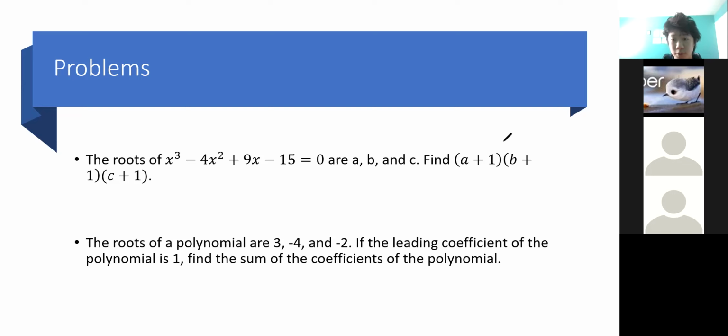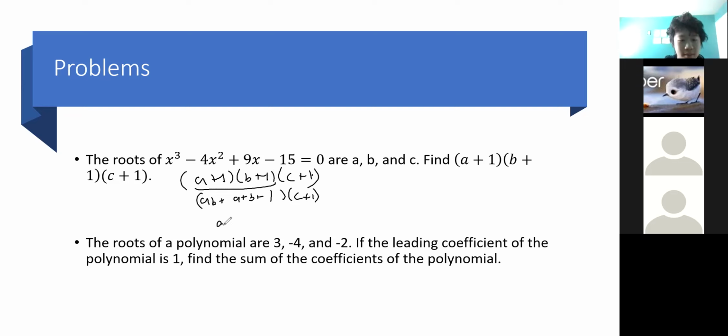Okay, so for the first one, the trick here is to actually expand that product out. So if we expand out (a plus 1)(b plus 1)(c plus 1), let's do that real quick. Okay, so let's expand that. I'm going to first multiply these two: ab plus a plus b plus 1. If we multiply these together, what we should get is abc plus ab plus ac plus bc plus a plus b plus c plus 1.